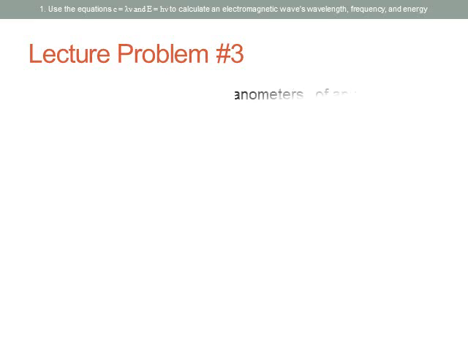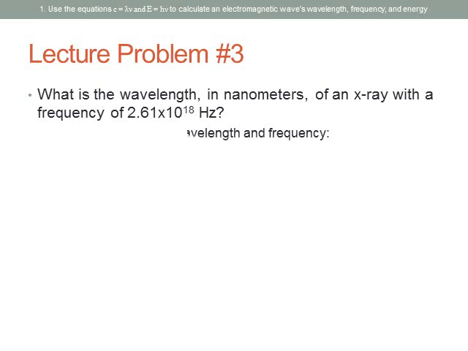Alright, one more lecture problem here. And we are asked to find the wavelength in nanometers of an X-ray with a frequency of 2.61 times 10 to the 18th hertz. Same thing, we're asked about the relationship between wavelength and frequency, so I want to use the same equation, c equals lambda times nu.